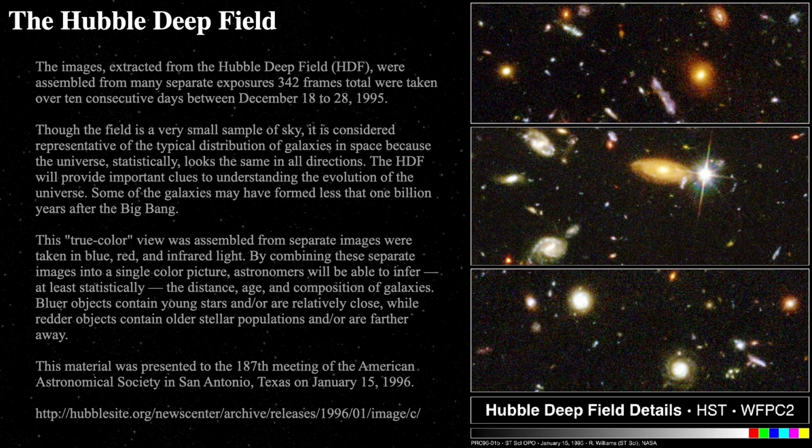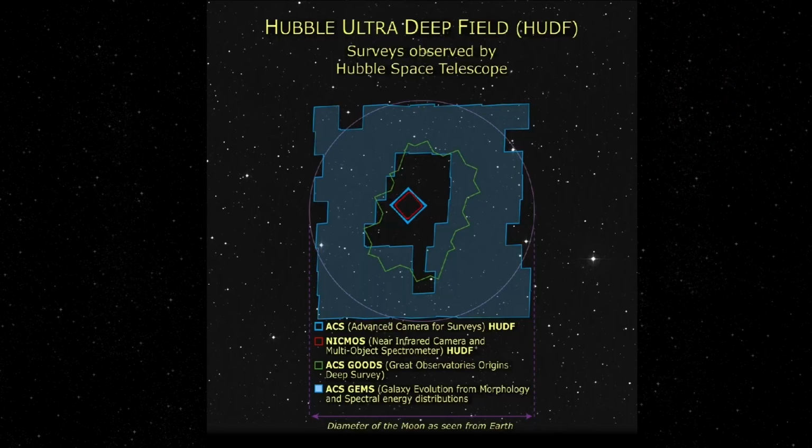Again, here are some more details from the Hubble Deep Field. There were 342 frames taken over the course of 10 days. So this is a huge undertaking, and it was one of the longest exposures ever done to date, in 1997.